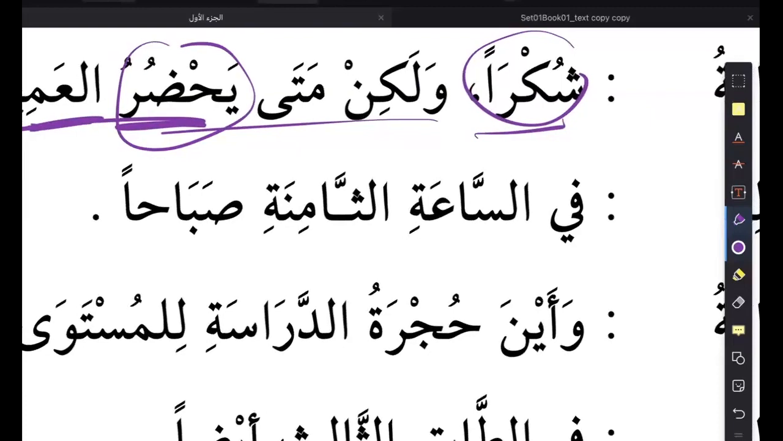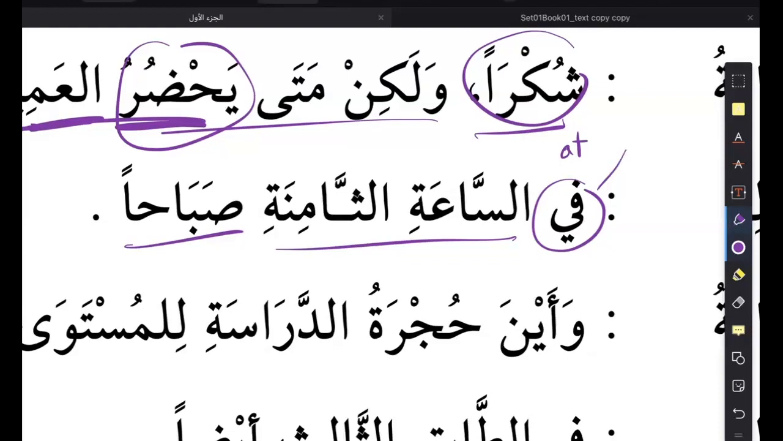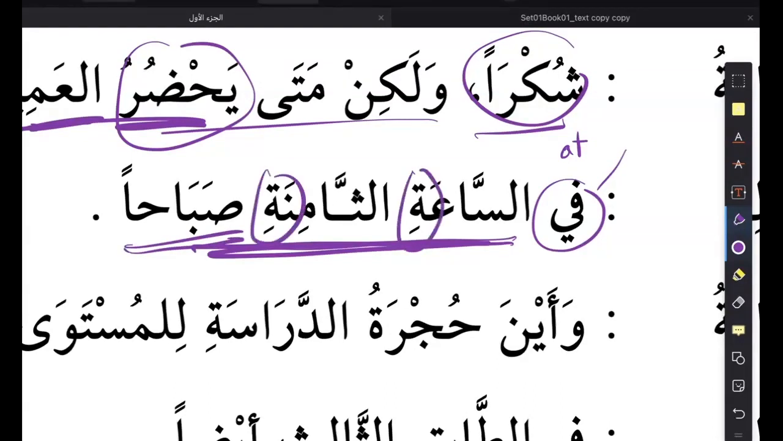Then he says, fi as-sa'ati al-thaminati sabahan. Fi here will translate as "at", because we're talking about time. As-sa'a al-thamina is 8 o'clock. What time? Sabahan, in the morning. 8 in the morning. Remember last time when we were talking about maf'ul fihi, dharf al-zaman, it's exactly the same situation. We had as-sa'a, then sabahan, but we did not have the fi. So what was the i'rab? We said it was a dharf. If we remove the fi, do we have as-sa'atu al-thaminatu?